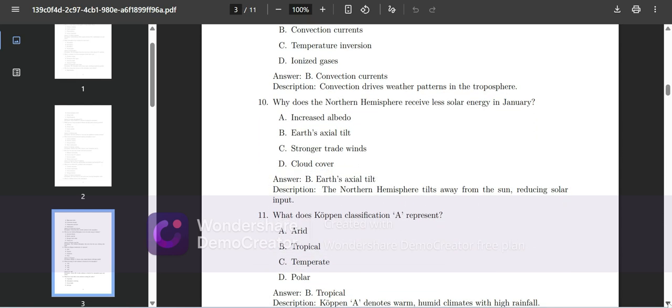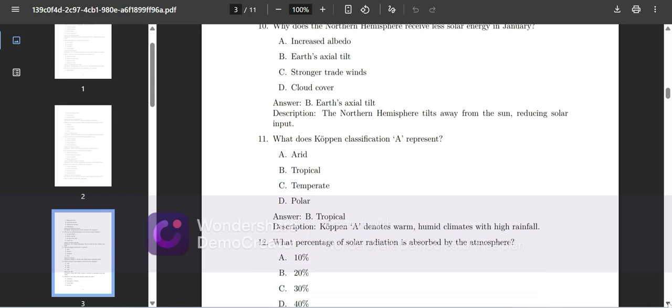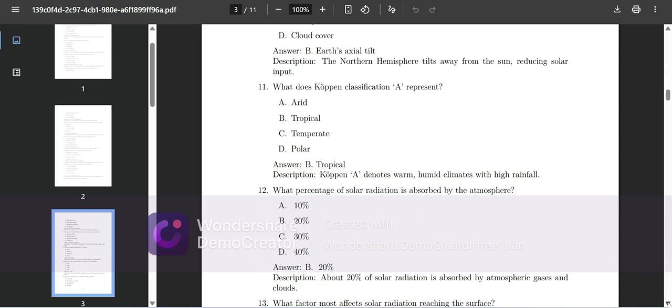Why does the northern hemisphere receive less solar energy in January? Earth's axial tilt. The northern hemisphere tilts away from the sun, reducing solar input.